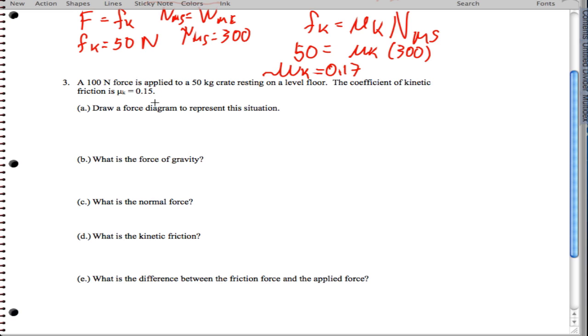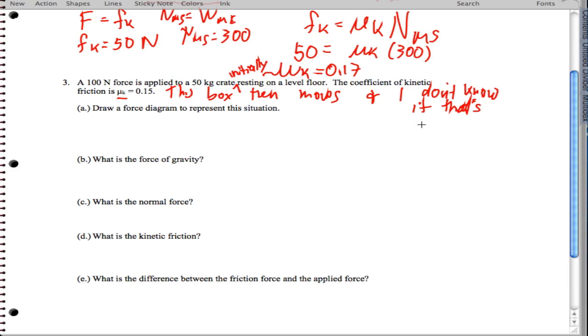Here, I want to add one word to this sentence because I think people got confused on this. It says a 50 kilogram crate. I'm going to add the word initially resting, because here's what happens. Since we have a coefficient of kinetic friction, this box does not stay still for the problem. This box then moves. And I don't know if that's at constant speed. We're going to go find that out.